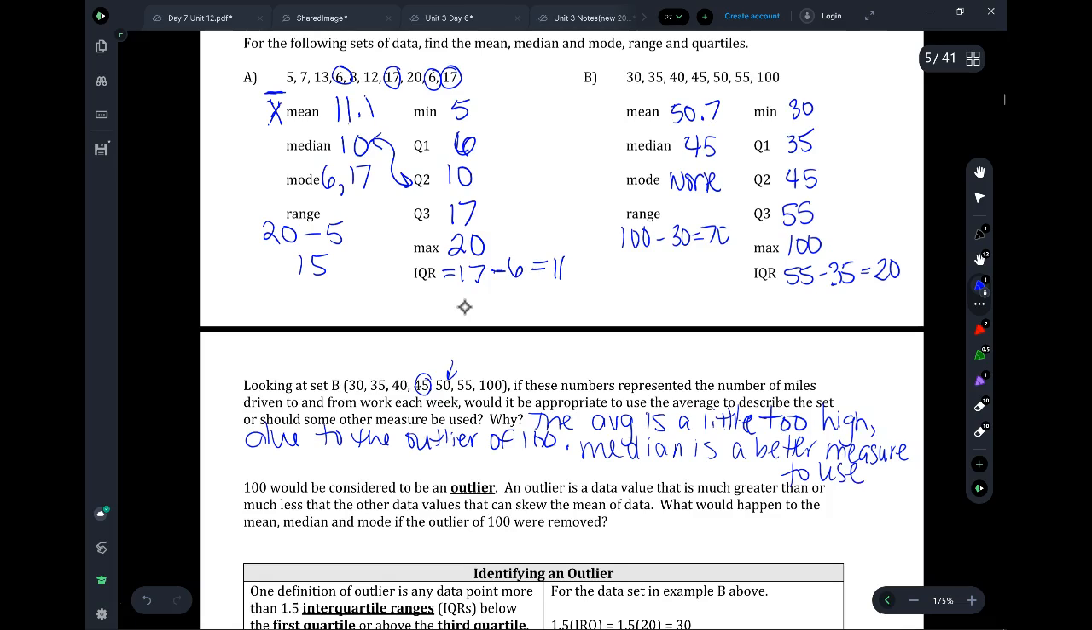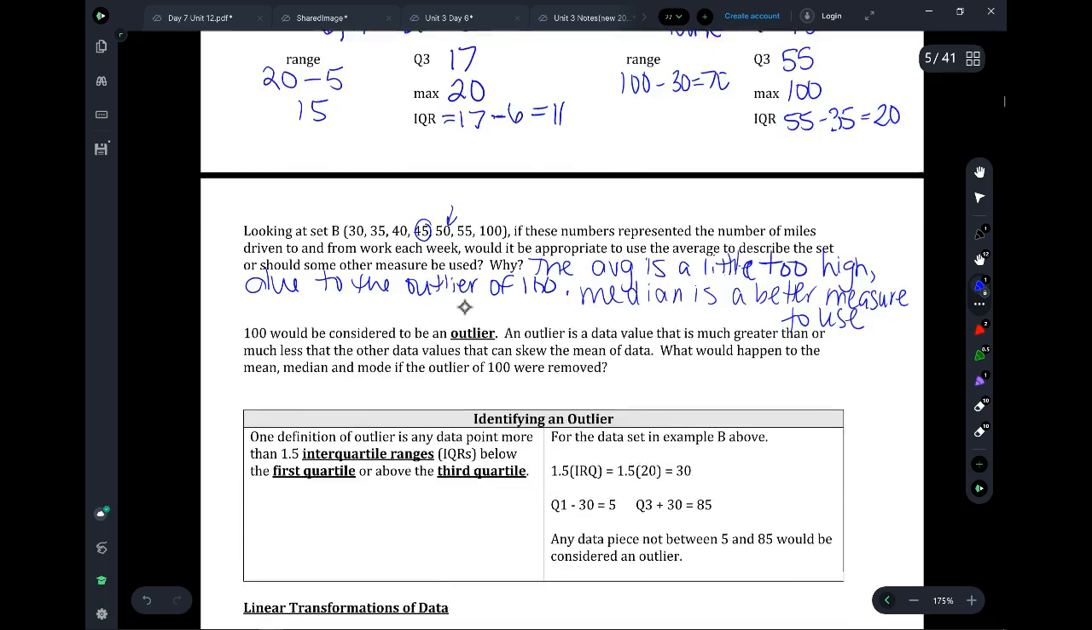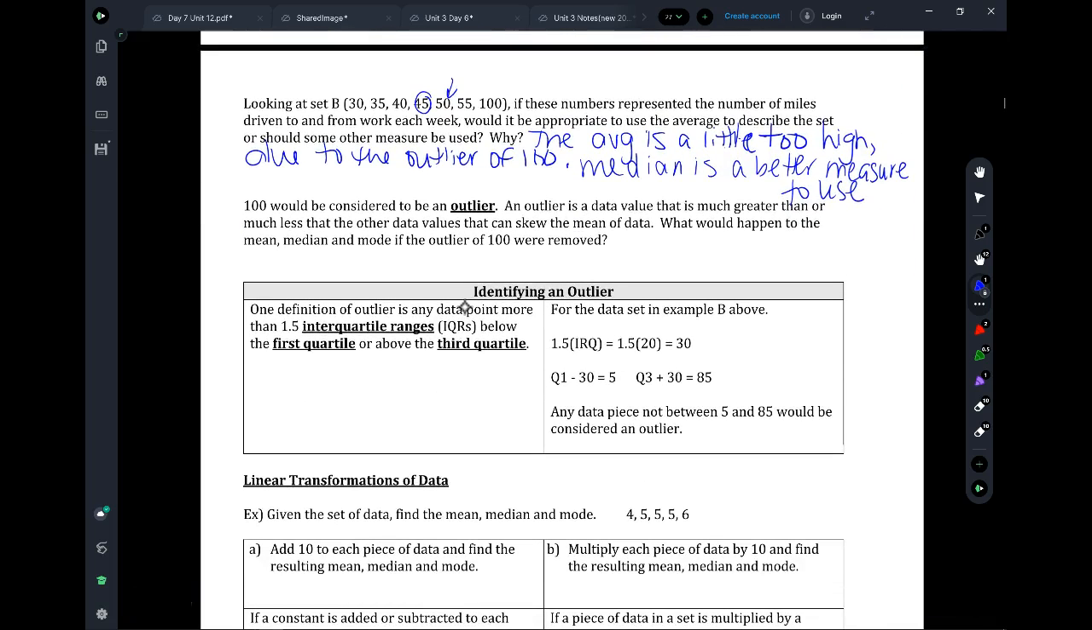And that happens when we have an outlier. So an outlier is a data value that is much greater than or much less than the other data values, and it sort of skews the data. And when I mean skew, that means it kind of pushes the center of it off from actually being in the true center. So if that 100 was removed, actually it probably would put the mean and the median almost smack dab at the same spot.